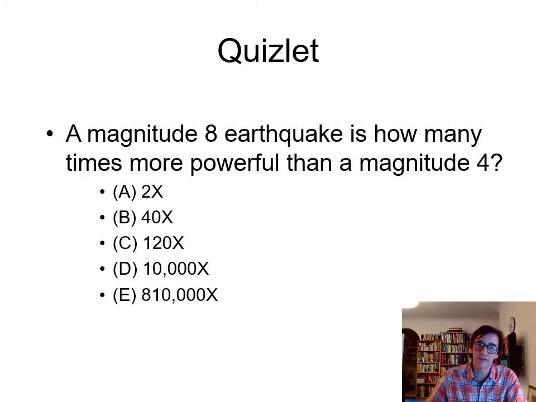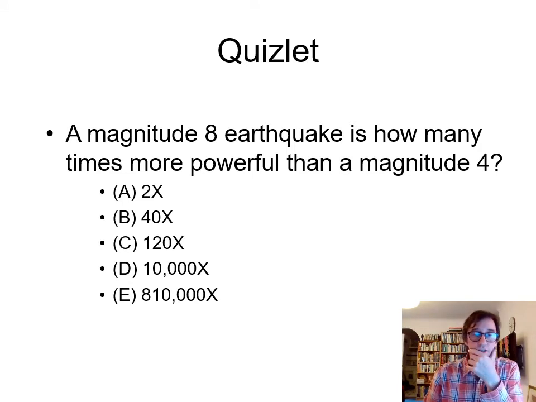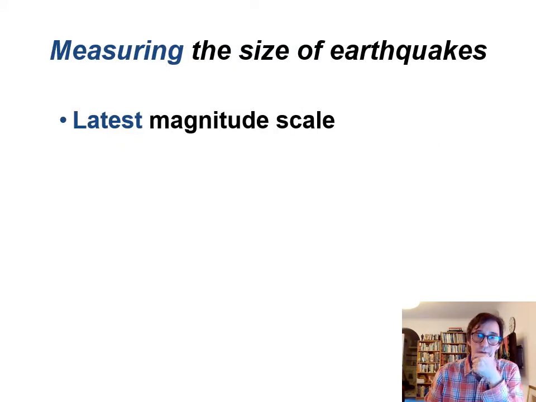Okay, some people, when I've given this in class, opt for C, and they simply add 30 plus 30 plus 30 plus 30. But that's not how you do it. You go 30 times 30 times 30 times 30, and that answer will pop out at 810,000 times more powerful. So it illustrates that as you go up the Richter magnitude scale, the energy increases hugely with each magnitude point.